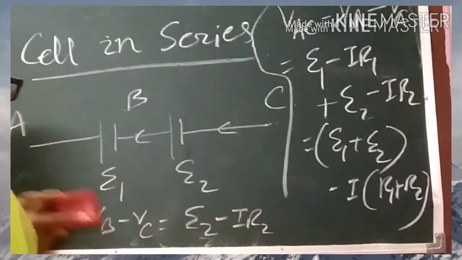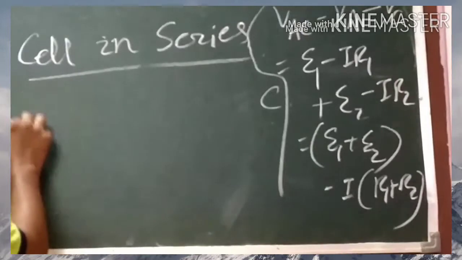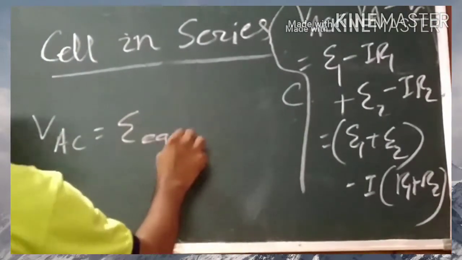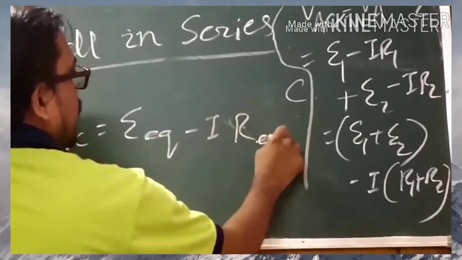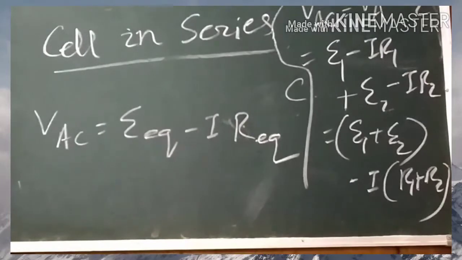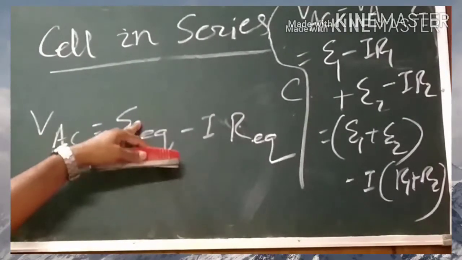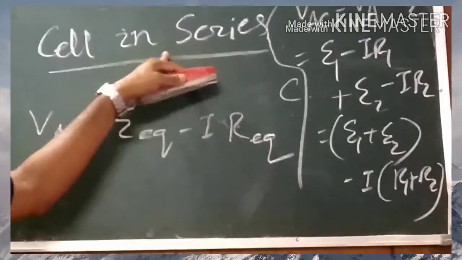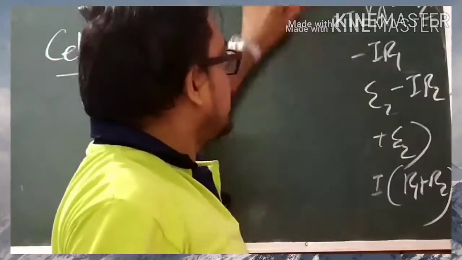Now, in series combination, VAC will be equal to E equivalent minus I R equivalent. So in series combination, the net potential across A and C will be equal to E equivalent minus I R equivalent. So this is about the cells in series connection. Next we will switch over to cells in parallel connection.